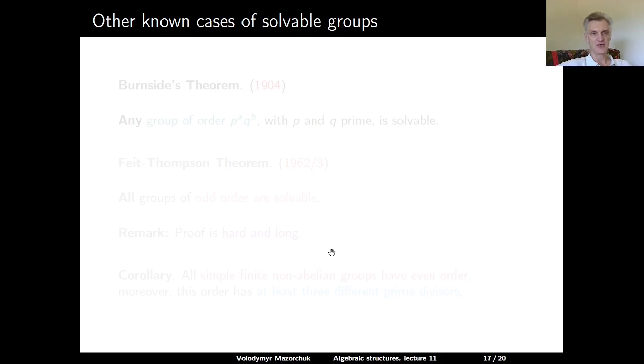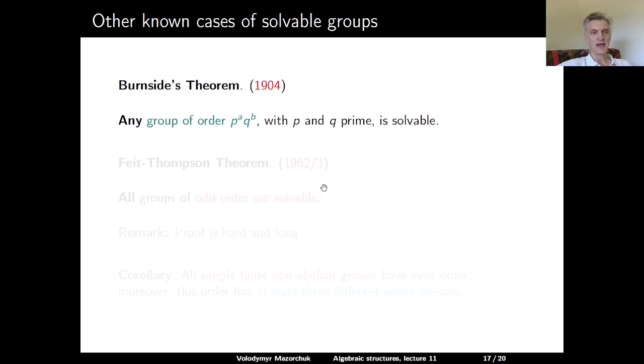Now some very general results, which we will not go into detail, about other known cases of solvable groups. A theorem due to Burnside from 1904: any group of order p to the power a times q to the power b, where p and q are prime numbers, is solvable. So not only p-groups are solvable, but groups whose orders only have two prime divisors, they all are solvable.